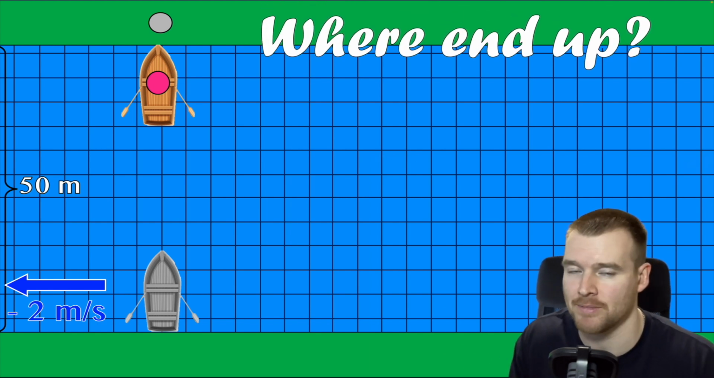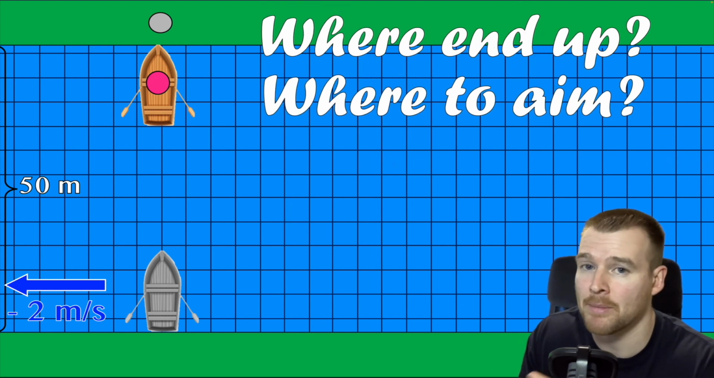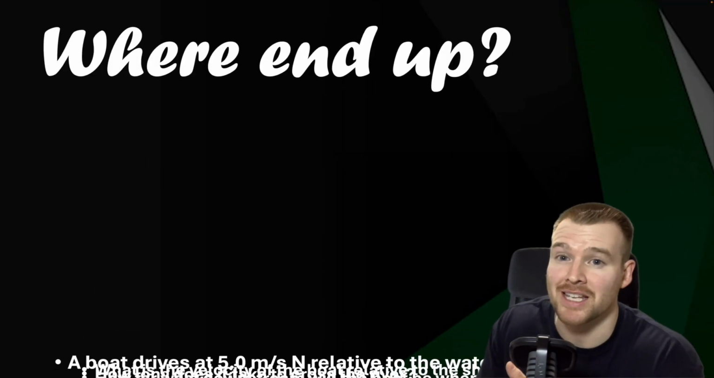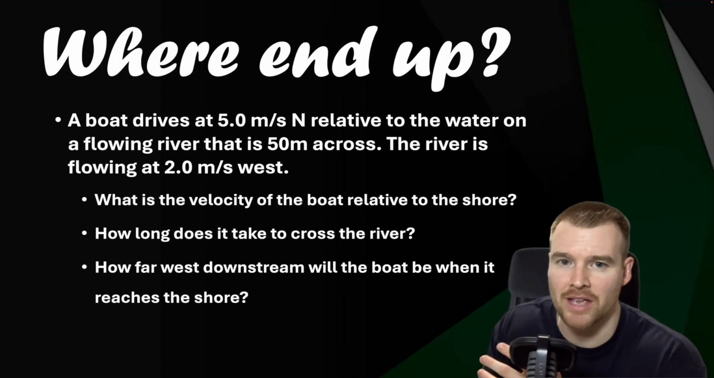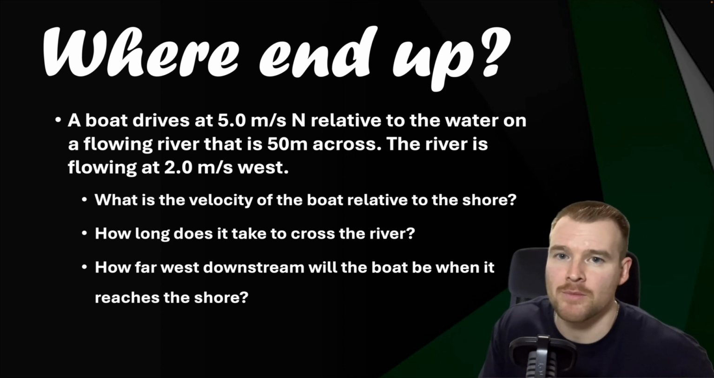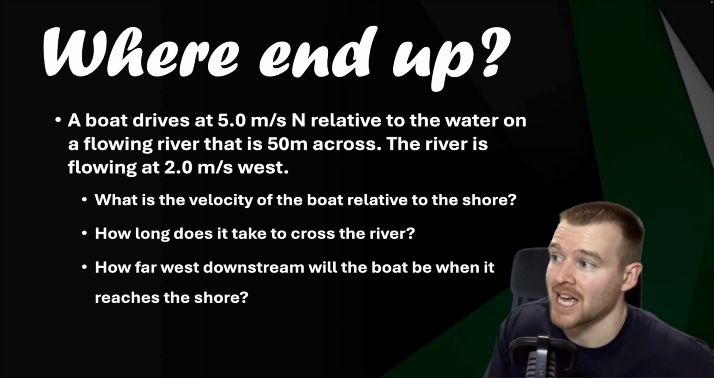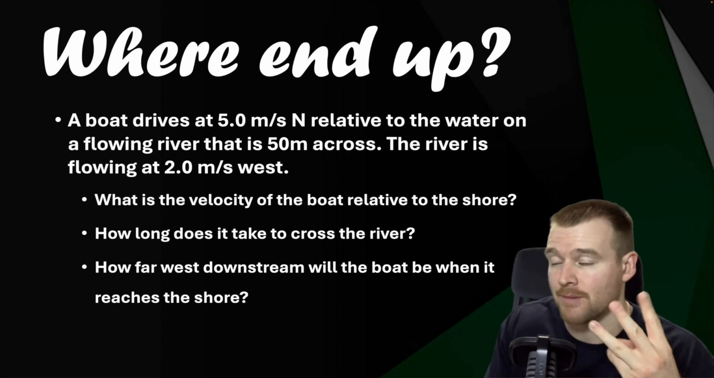And there's 2 types. There's some that ask, where do you end up? And there's some that ask, where should you aim? We're going to start with the where do you end up questions, and this would be an example of one. So given our scenario, it says a boat drives 5 meters per second north relative to the water on a flowing river that's 50 meters across. The river is flowing at 2 meters per second west, and then there's 3 types of questions that can ask you.